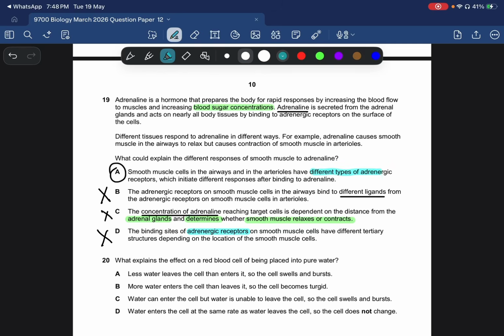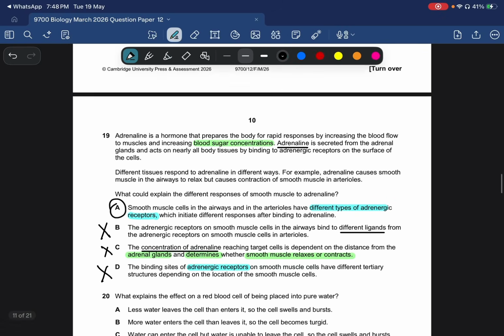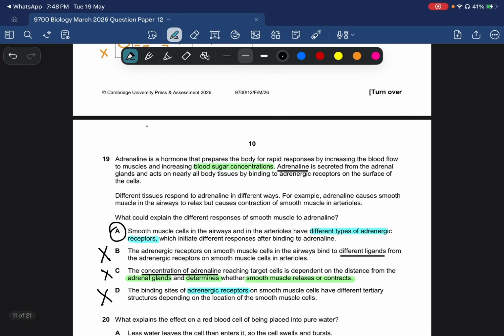That leaves A as our answer: smooth muscle cells in the airways and in the arterioles have different types of adrenergic receptors. That could happen too, right? If different receptors, then different signal transduction pathways. If different signal transduction pathways, then different signaling cascades. And when you have different signaling cascades, that's when you have different responses.